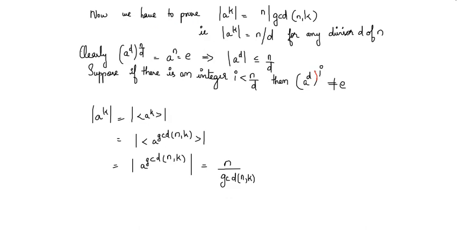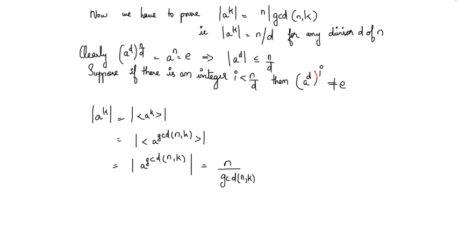So now we have to prove the order of a raised to k is equal to n divided by GCD of this thing. So that is n divided by d, where d we initially took that as the GCD. So clearly a raised to d the whole raised to n by d is equal to a raised to n. That is obvious, which is equal to identity. Therefore, order of a raised to d will be less than or equal to n by d itself.